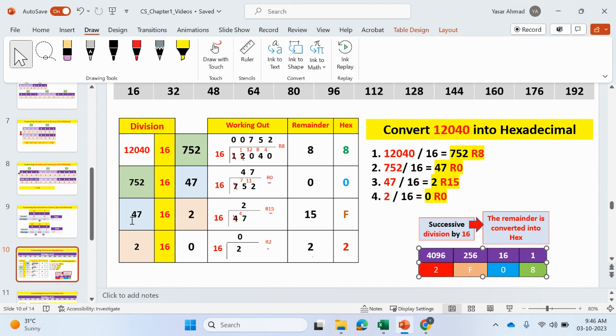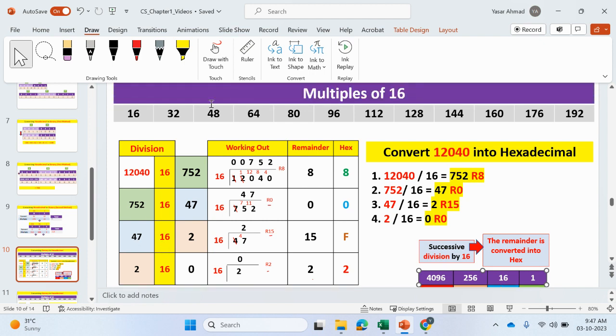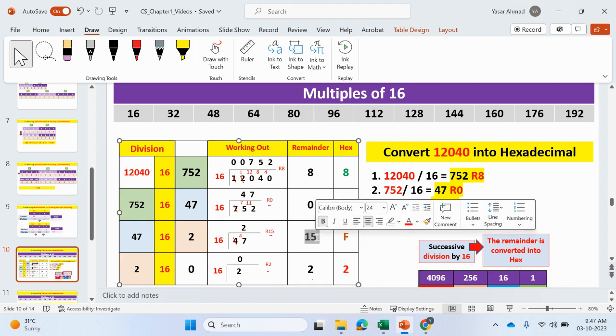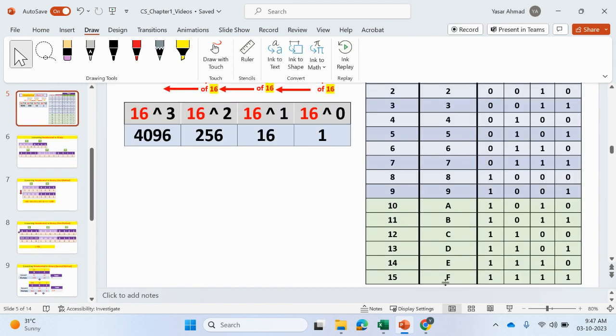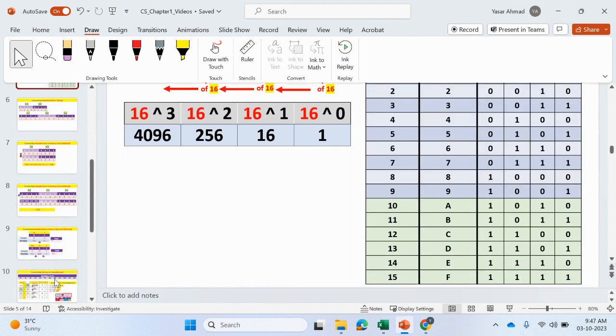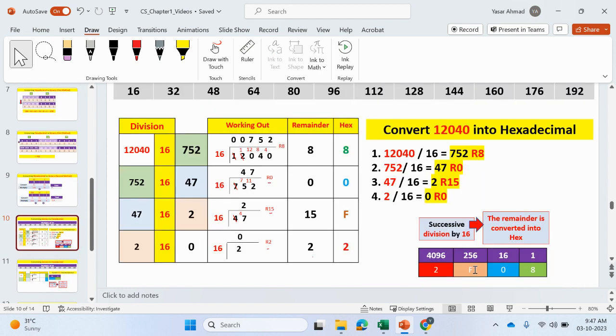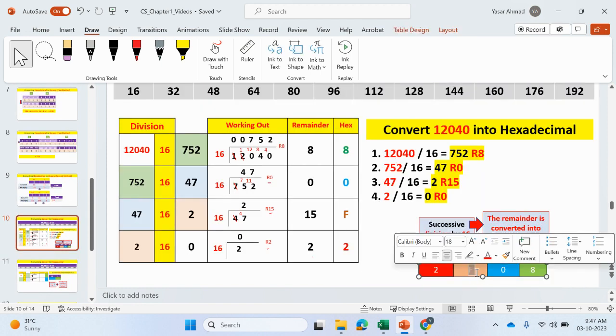Now we want to see how many times 16 goes into 47. You can use this table here if you like. So how many times is 16 going into 47? It goes 2 times and we have a remainder of 15. So we put the remainder here. And what's the hexadecimal value of 15? It is F. So F is the next hexadecimal value that we can put into this table here.